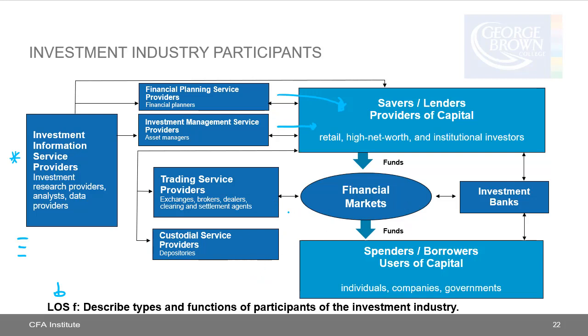Down here, we've got the financial markets that are made up of exchanges, brokers, dealers, clearing and settlement agents that help assist in providing the trading services. And hand in hand with the trading comes the custodial service providers. And over here on the right-hand side, you can see the investment banks are a link between institutional investors, high net worth investors, who are savers and lenders, providers of capital, to borrowers and users of capital, such as companies and governments. Okay, so a little bit of a graphic to complement the text, and the last slide for describing types and functions of participants in the investment industry.